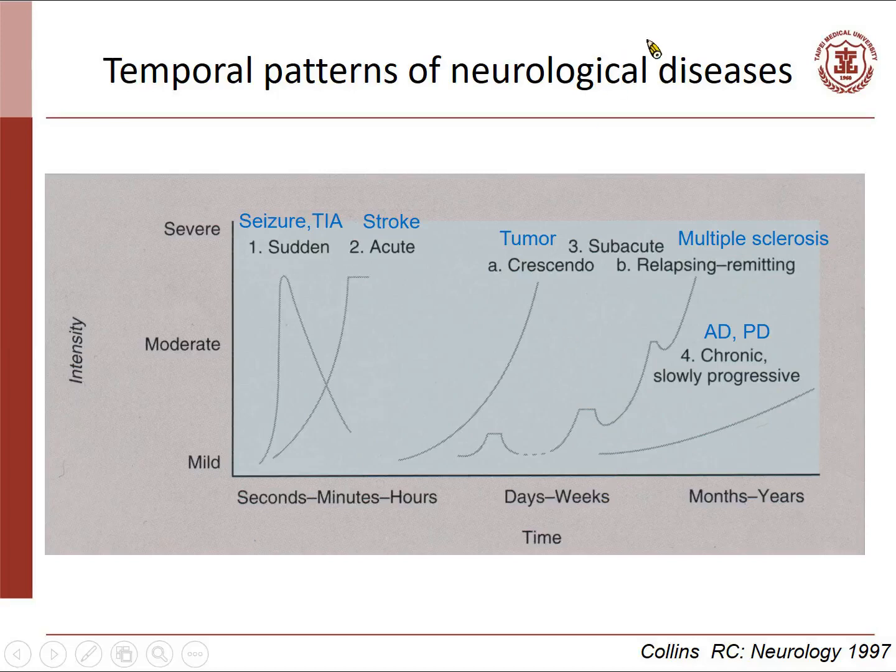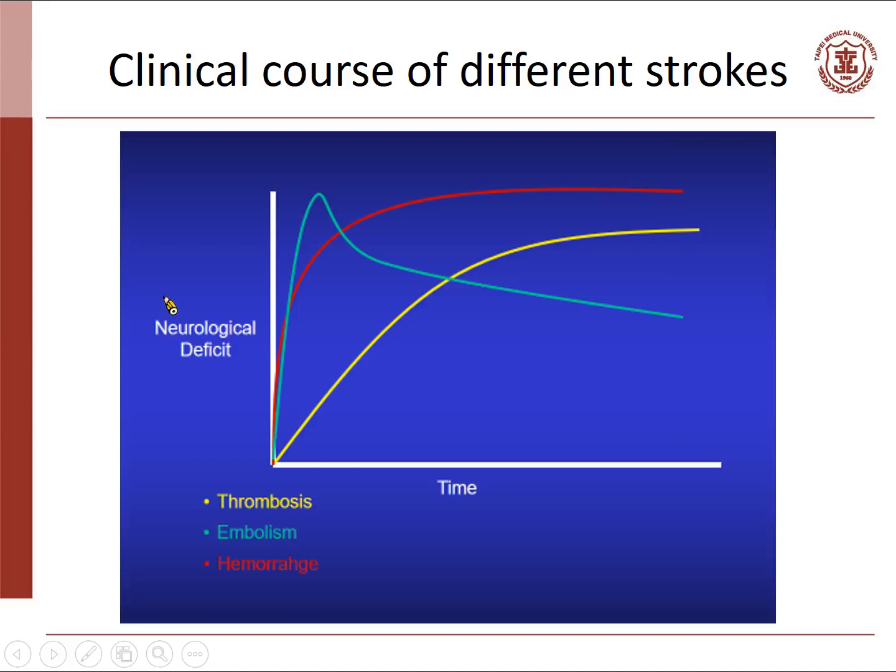So to diagnose a neurological illness, we can consider two parts. One is the temporal pattern, the other is the spatial pattern. For the temporal pattern of disease occurrence, you can see that for stroke and TIA, the deficit is reached within several seconds to several minutes. For other diseases like tumor or multiple sclerosis, the symptoms may develop over several days or weeks to reach the maximum deficit.